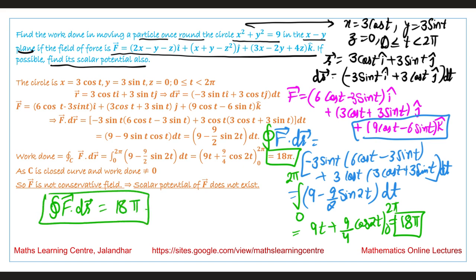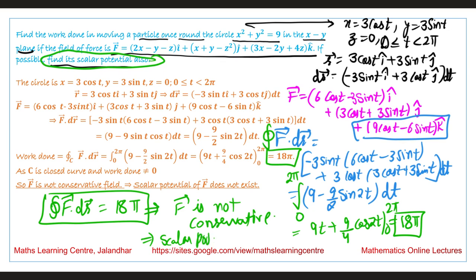It means that the work done along the closed curve is not equal to 0, and this implies that the force F is not conservative. And if it is not conservative, it is not possible to find the scalar potential. This implies that the scalar potential in this case does not exist.